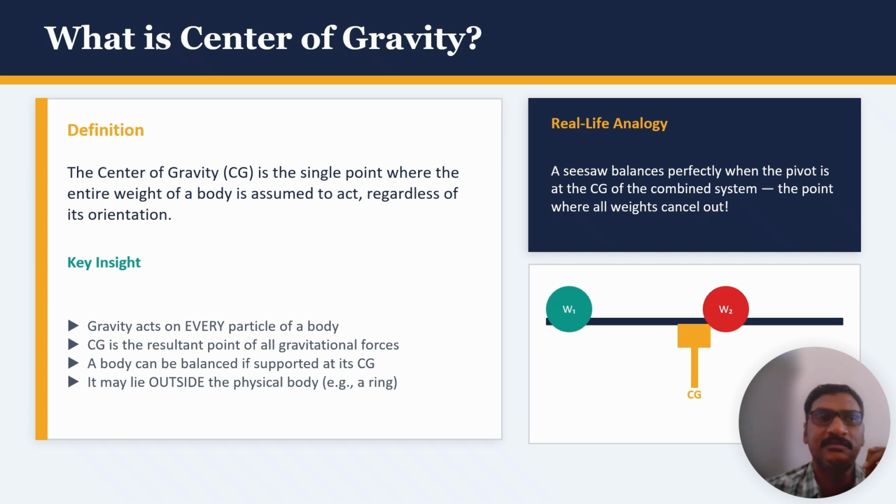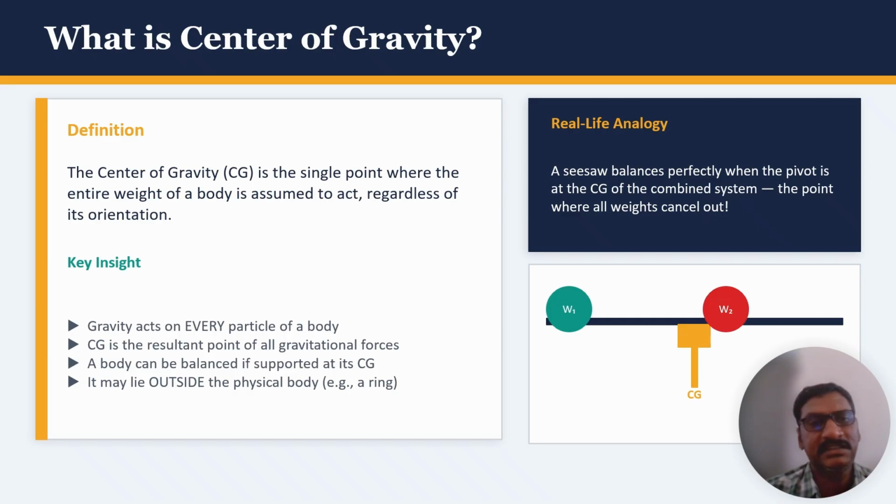Now look at the seesaw diagram on this side. A seesaw balances perfectly when the pivot point is exactly at the center of gravity of the combined system, the system of children plus the plank. The child on the left exerts a clockwise moment about the pivot, and the child on the right side exerts an anti-clockwise moment. When balanced, these moments are equal, and that balance point is the center of gravity. This is the physical intuition behind the center of gravity concept. It is the balance point of weight distribution.